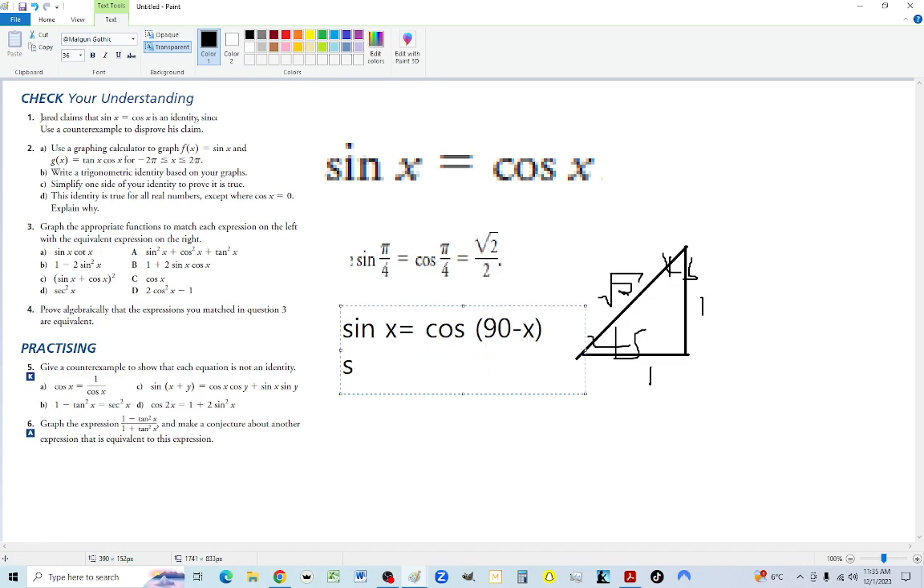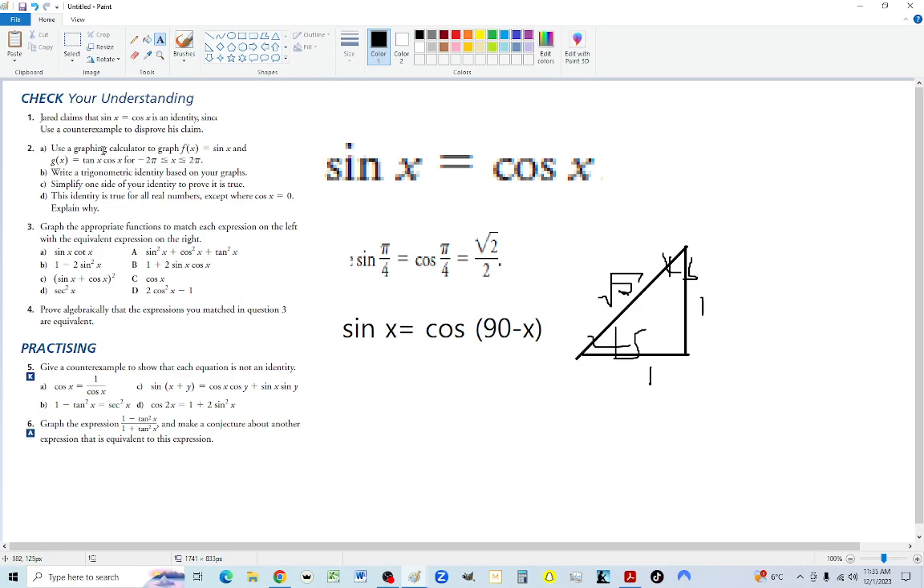But if you were to say the sine of 30, it's only true when you take 90 minus 30, 60. That's the truth. So this is a truth right there, but his logic is not a truth. If you're not going to graph, no, we're not going to do that. Give the appropriate functions to match the expression on the left.